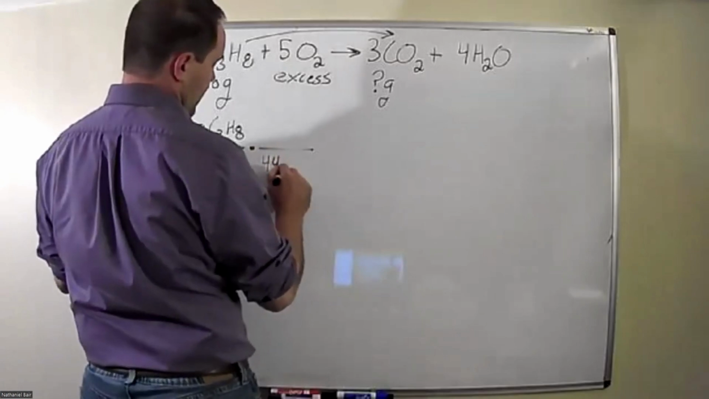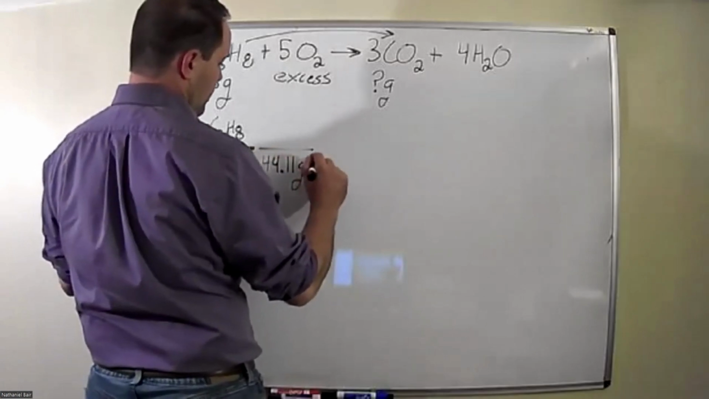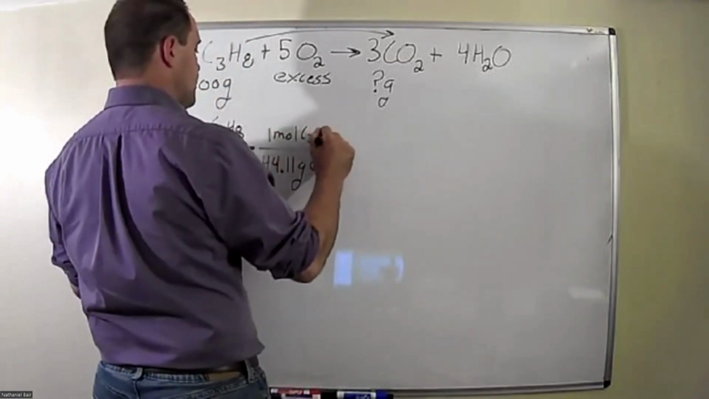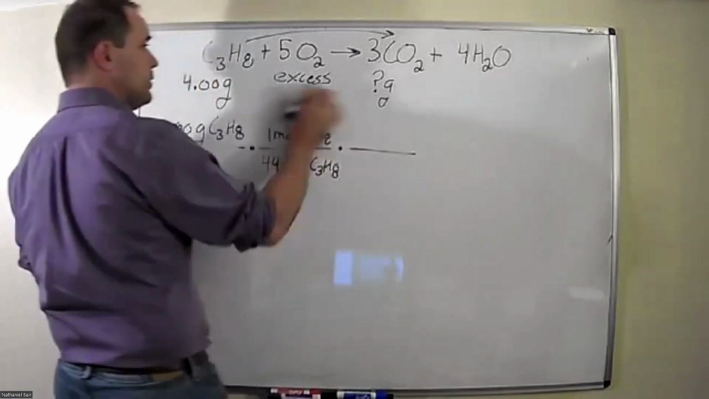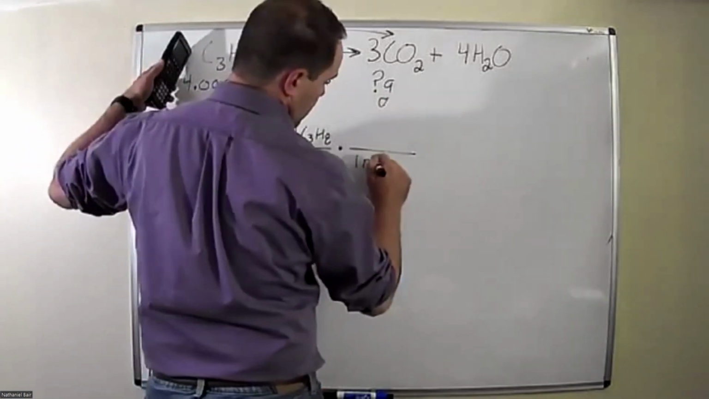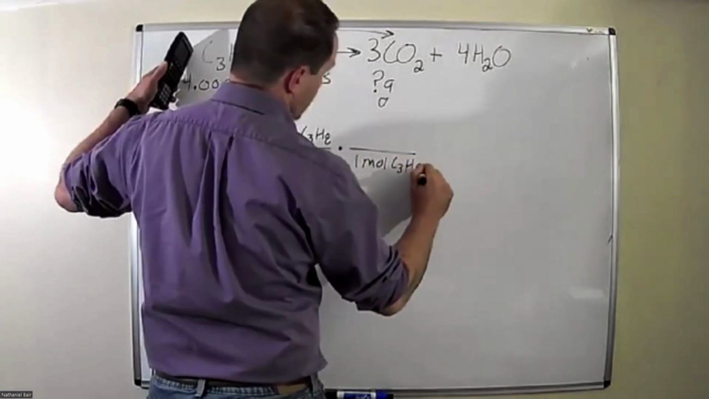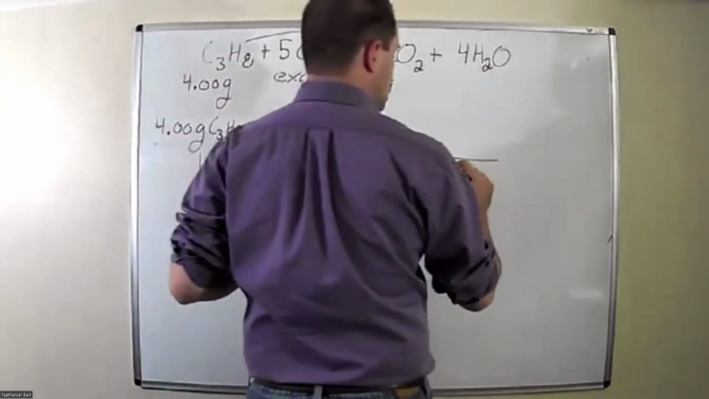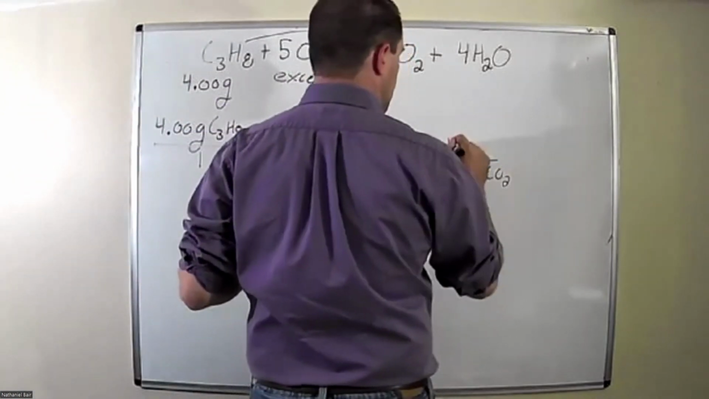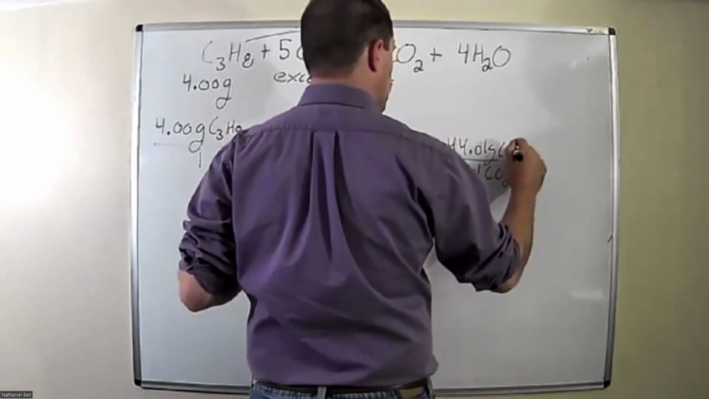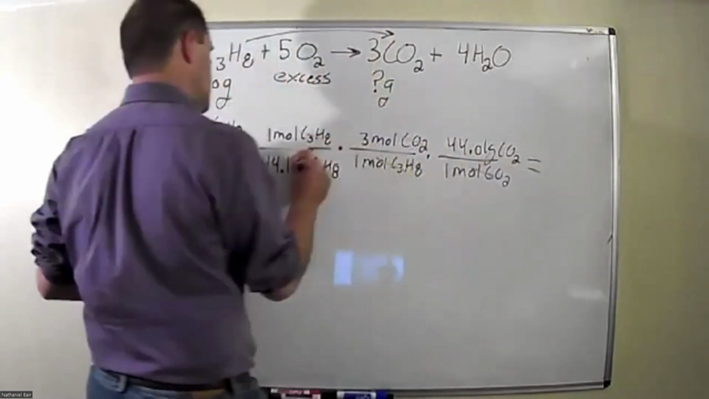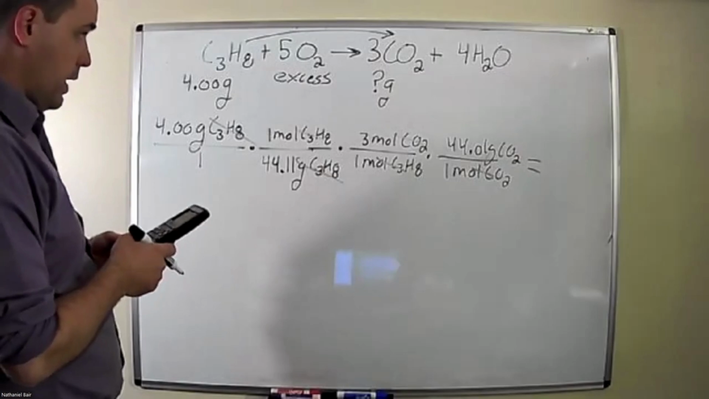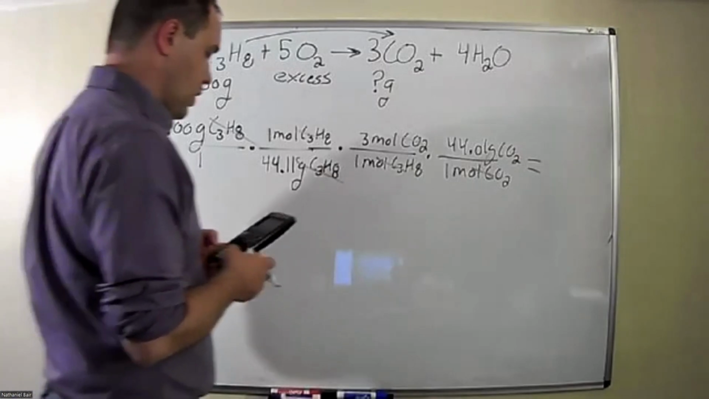We're jumping from here to here. First thing we have to do is divide by the molar mass of propane, 44.11 grams of C3H8 per mole of C3H8. Then the next jump is 1 mole of C3H8 to 3 moles of CO2. And then moles of CO2 to grams of CO2, 44.01 grams of CO2. So that's 4 divided by 44.11 times 3 times 44.01.